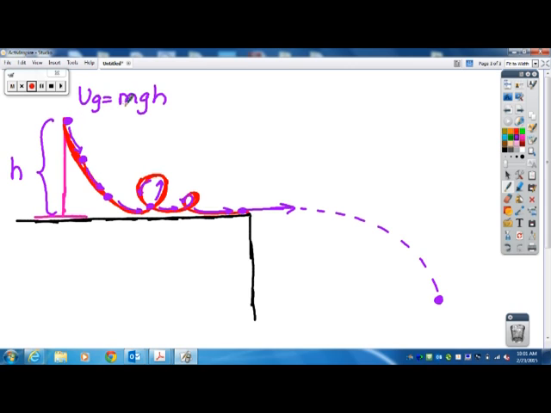Remember, the mass of the ball is going to be in kilograms. The gravitational acceleration is going to be 9.81 meters per second squared, and the height is going to be in meters. So make sure if you measure it in centimeters that you convert it to meters.